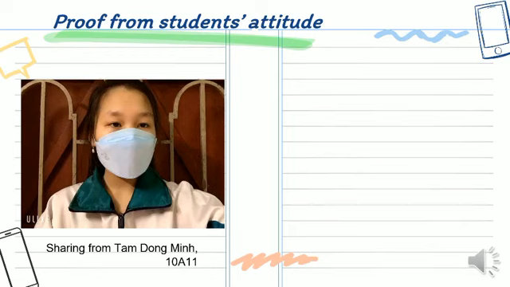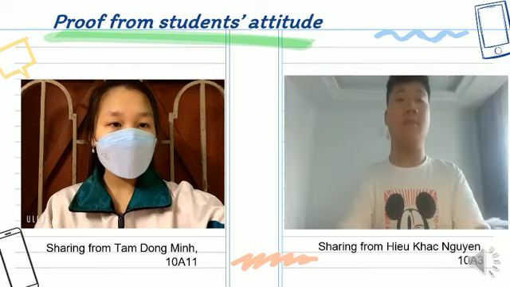And that is proof from students' performance, and there is also some proof of the effectiveness of the study from students. Now I want you to listen to the sharing from Đồng Thị Minh Tâm from class 10A11. I think the funny picture activity is very useful for me. And the second is a sharing from Nguyễn Khắc Hiếu from class 10A3. I like building up my mind map activity because it helps me to review not only the vocabulary, but also the information about the topic mentioned in the passage.